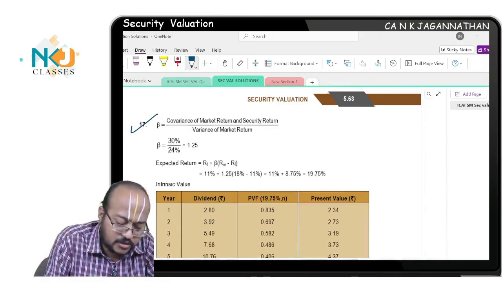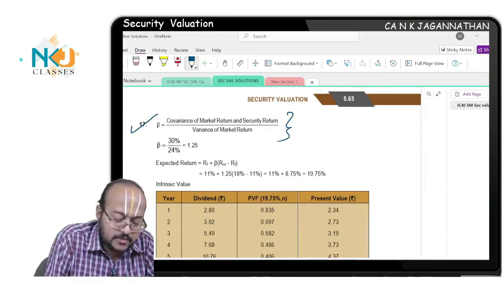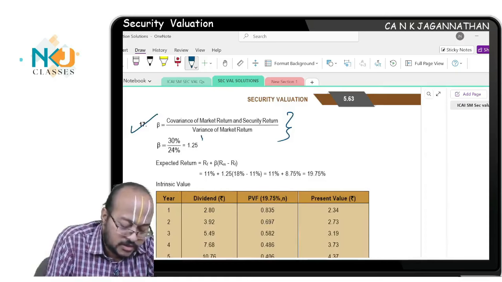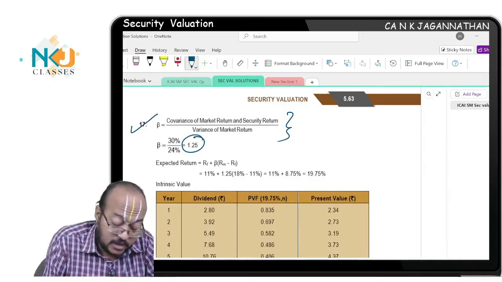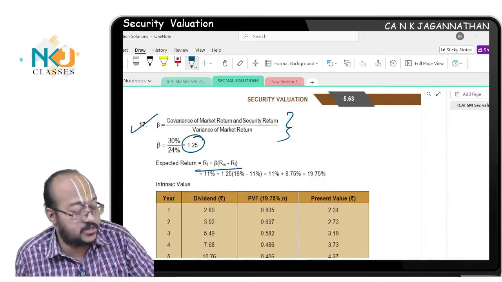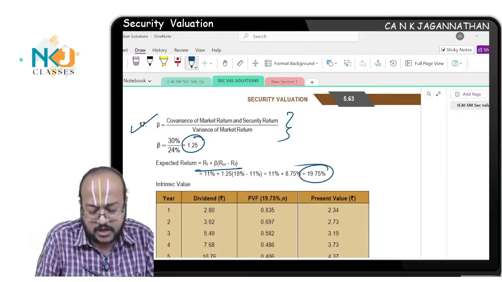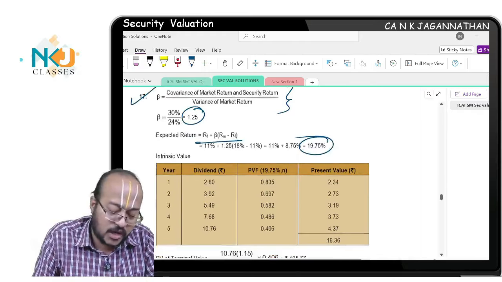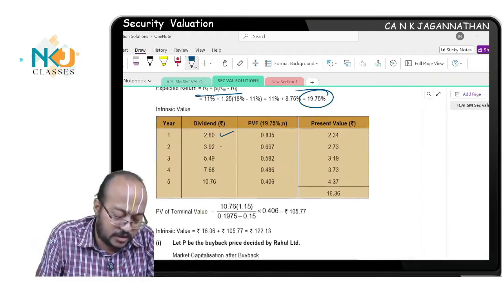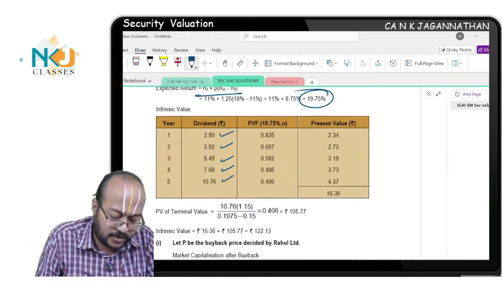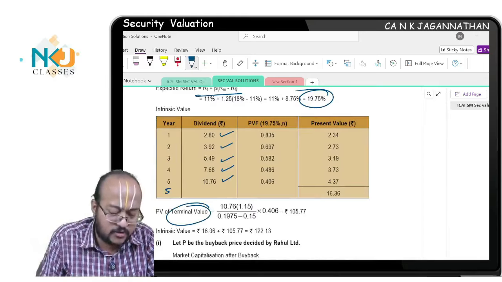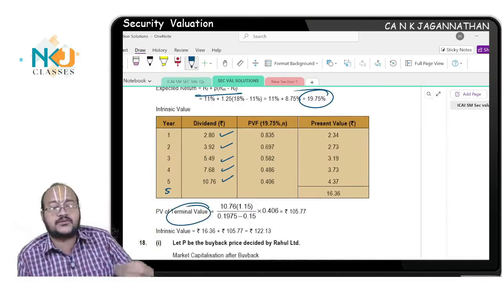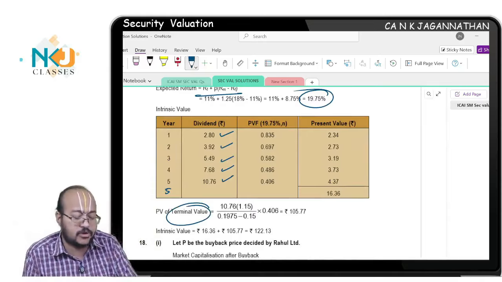First beta computation, covariance divided by variance sigma M square, variance of the market, which is 24. You will get the beta as 1.25. Then apply this to your CAPM, capital asset pricing model. You will get the KE as 19.75. Straightforward. Thereafter, what you do, D1, D2, D3, D4, D5, and terminal value, which I can also write in the table. Sometimes the institute has presented like this, or you can also present it in tabular form itself.